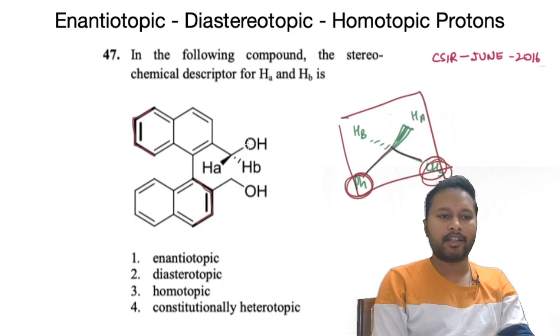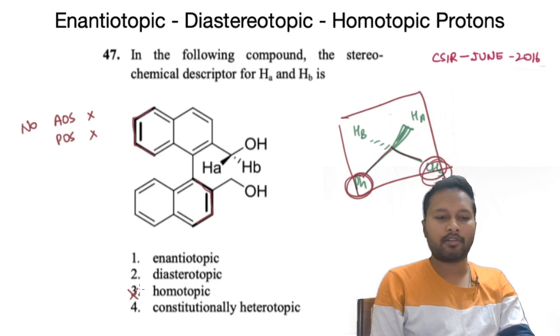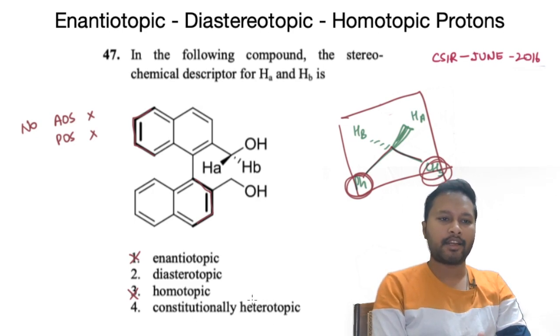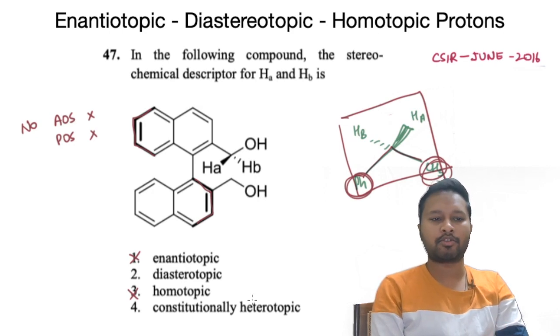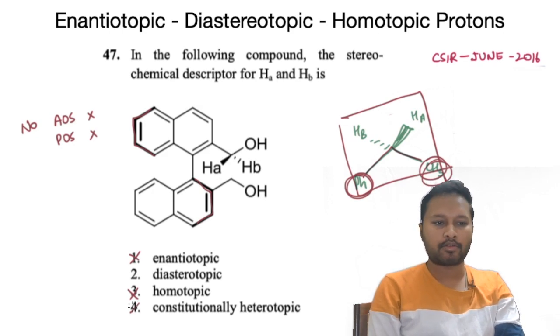So this means there is no axis of symmetry, and there is no plane of symmetry. Both of these things are not there. That means homotopicity is not available in the molecule, and neither is enantiotopicity. Talking about the fourth option, which says constitutionally heterotopic: constitutionally heterotopic means that if you replace this hydrogen, you will get constitutional isomers. That is not going to happen. Why? Because this carbon is an sp3 hybrid carbon, so you are not going to get any constitutional isomer over here. So the fourth option is also not applicable.